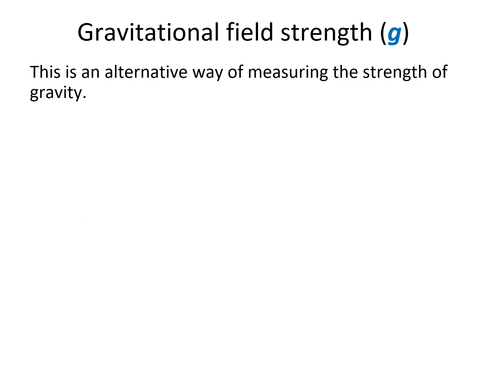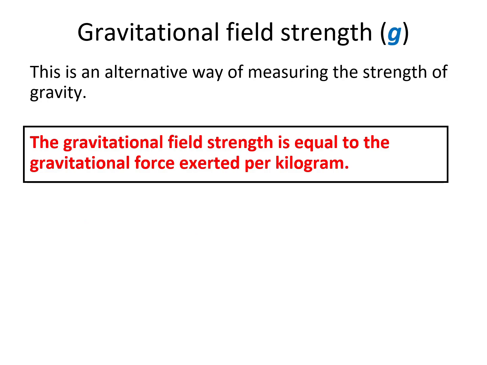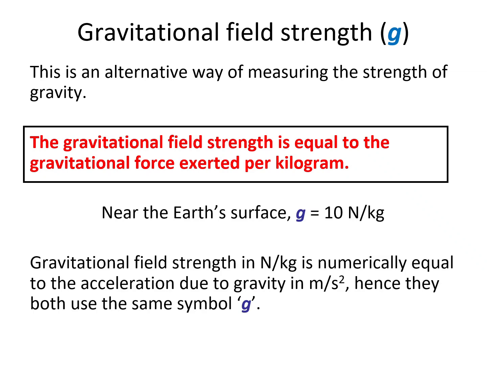Now, the gravitational field strength is a term that's very similar. It's an alternative way of measuring the strength of gravity, and it's defined as the force exerted per kilogram. Near the Earth's surface, it's also equal to 10 or 9.8. But look at the unit now. The unit is different. It's the force per kilogram, so newtons per kilogram.